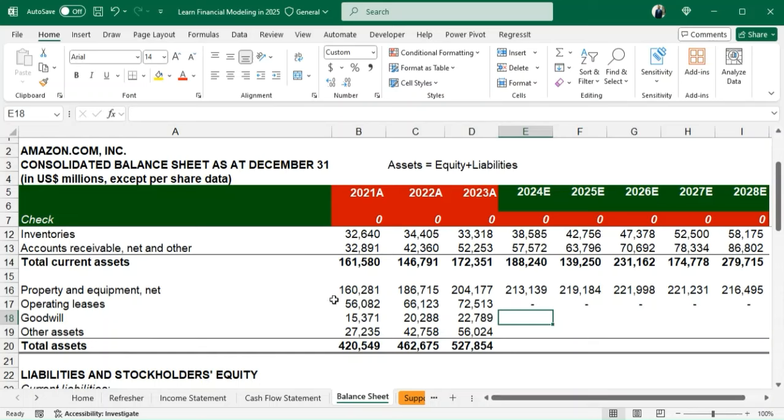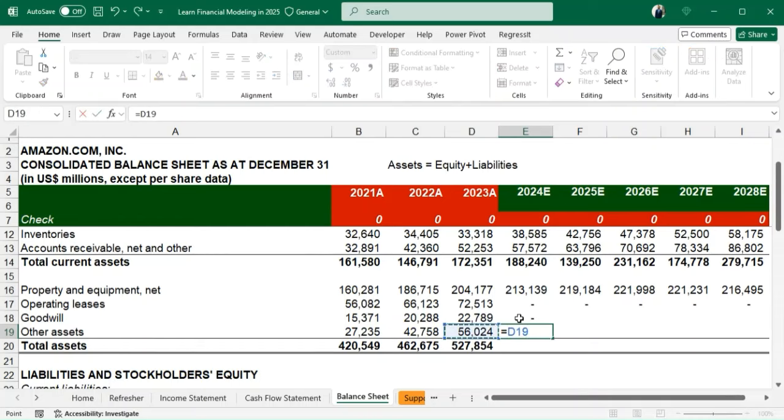Now, when you look at the operating leases figures historically, you could see that there is no way operating leases is going to be 0 going forward. And so this assumption can be later tweaked. All right. So take note of that. We are going to assume the same thing for goodwill, since we can't determine if the business is going to make any acquisitions going forward. And then for other assets, this is going to be equal to the previous year figure.